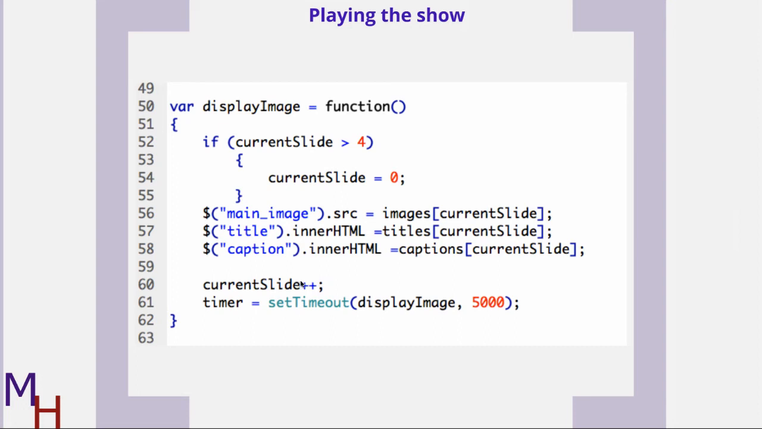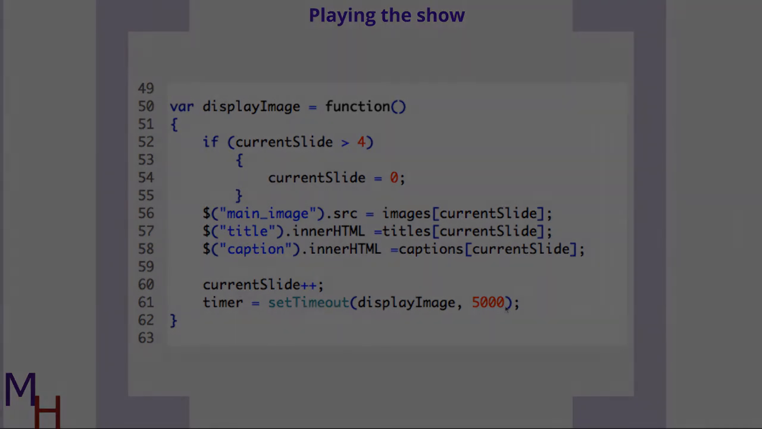Then I increment current slide so it'll move to the next one, and I use a timer, set timeout. You have to use a set timeout. You don't want to use a set interval. If you use set interval, it will keep increasing the speeds and do all sorts of screwy things. You want to call it once and stop. So we're going to call display image, and that's a recursive function call because it calls itself, and 5,000 milliseconds is 5 seconds. That may seem like a long time, but you'll notice when I test it, it should give you time to read all of the captions, which is why it's set to that level.